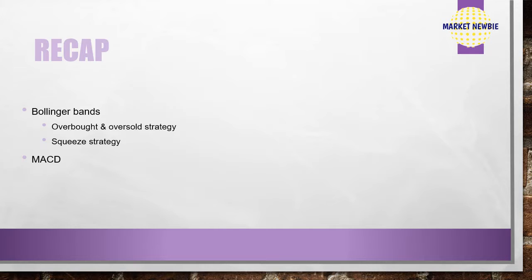The second strategy is the squeeze. Squeeze is a very special pattern in Bollinger Bands. It tells you the price is going to have a very dramatic move in either direction. You have to combine it with the larger trend to see what direction it is most likely to go and open positions accordingly. For MACD, we learned three strategies.